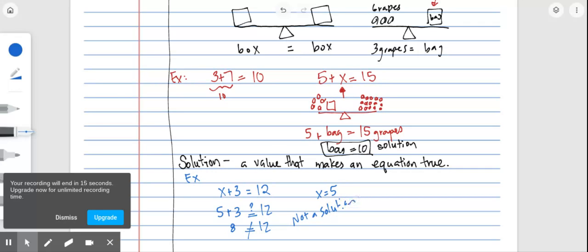So solutions are things that would make it true. Think for a second, what is the solution to x plus 3 equals 12? What would be the correct solution? Okay, I want you to think about it. We're going to come back to this.